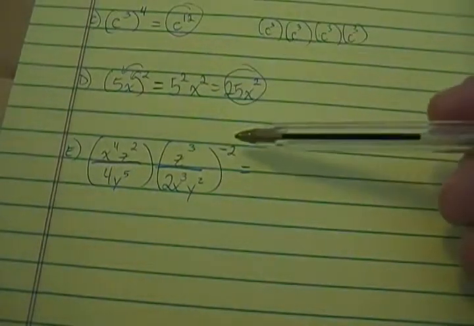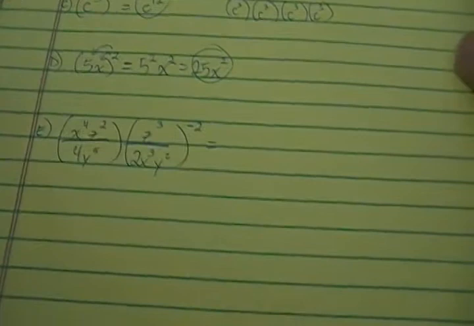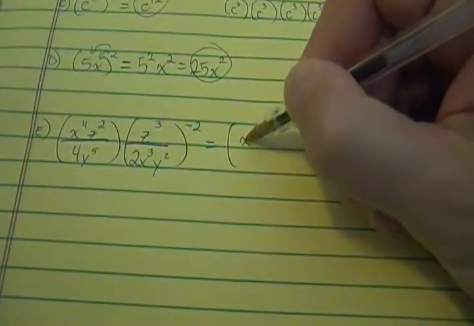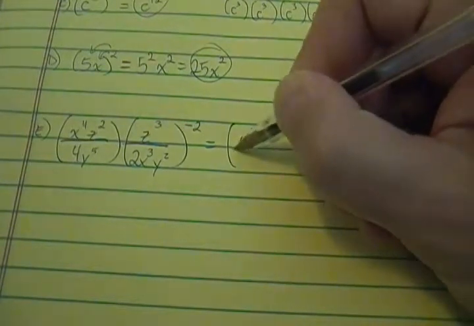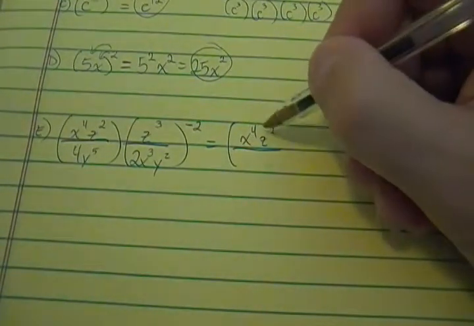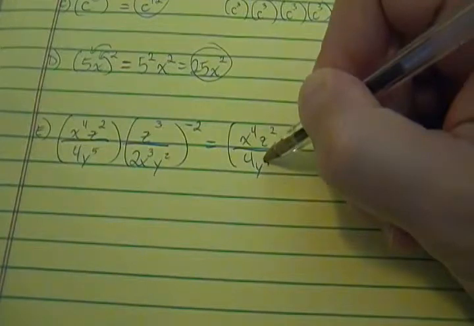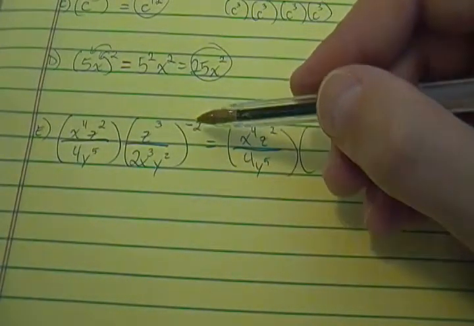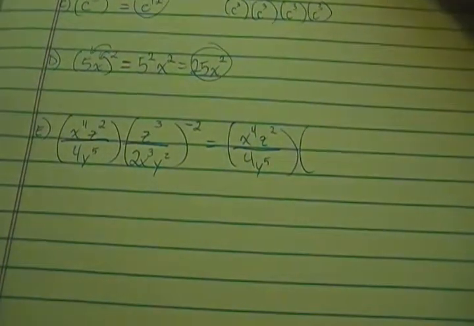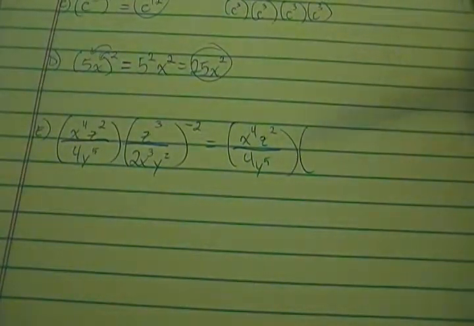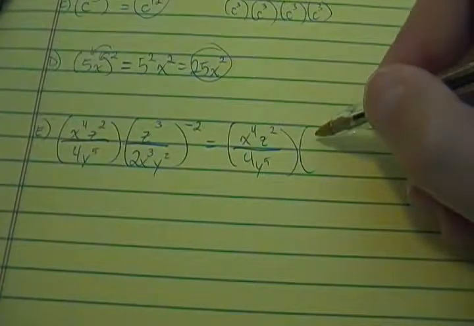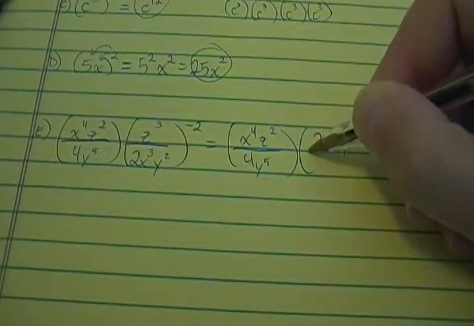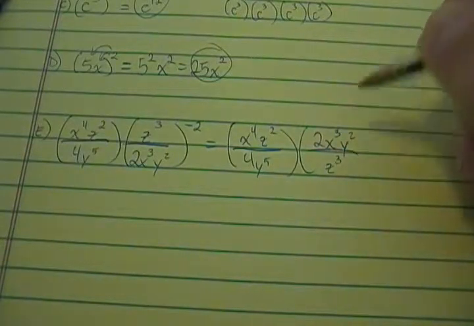All right, so there's a lot of different ways you can start this. The way I'm going to start this one is, since this second parentheses has that negative exponent, I'm going to start by taking care of that negative exponent. So I'm going to copy down that first parentheses just like it is: x to the 4 z squared over 4y to the 5th. And then since this second parentheses is being raised to a negative exponent, like what we talked about at the top, that means the reciprocal. So I'm going to take that second parentheses and flip it all over: 2x to the 3rd y squared over z to the 3rd power.